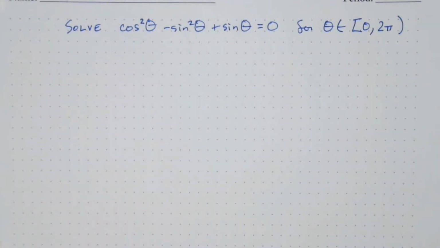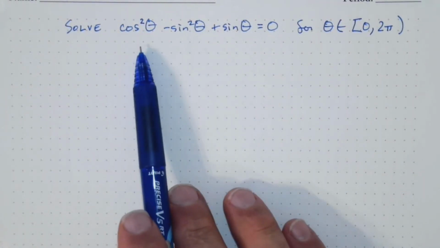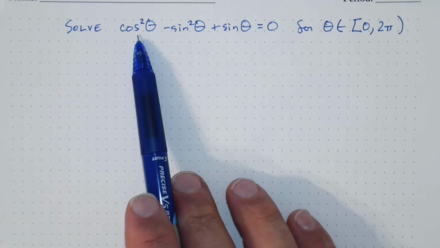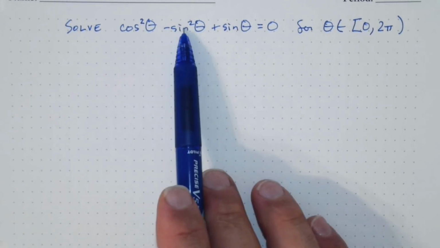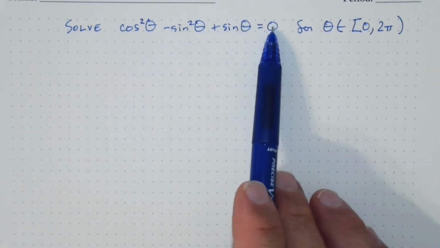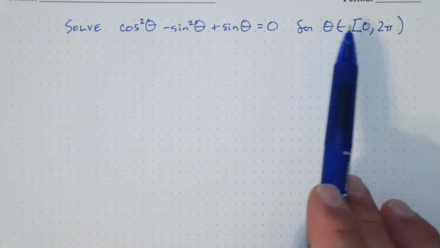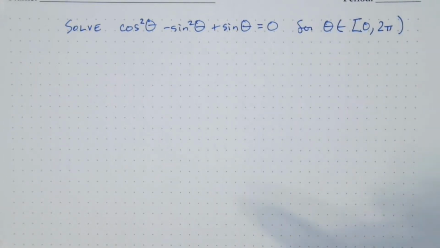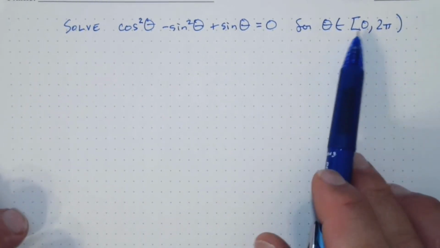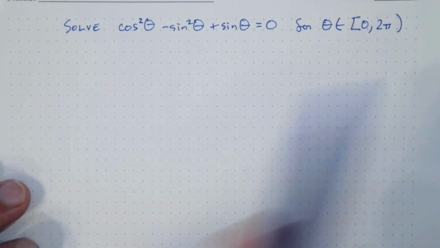Okay, so let's look to solve this analytic trigonometry equation. Cosine squared of theta minus sine squared of theta plus the sine of theta equals 0, where my angle is between 0 and 2 pi. Right? Inclusive of 0, exclusive of 2 pi.